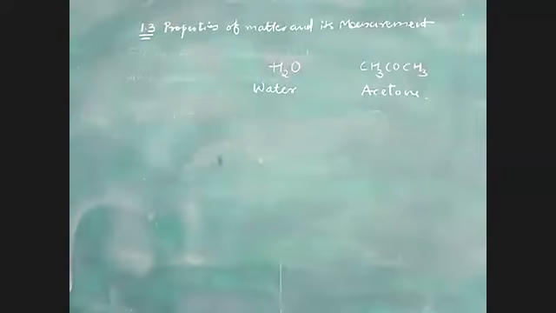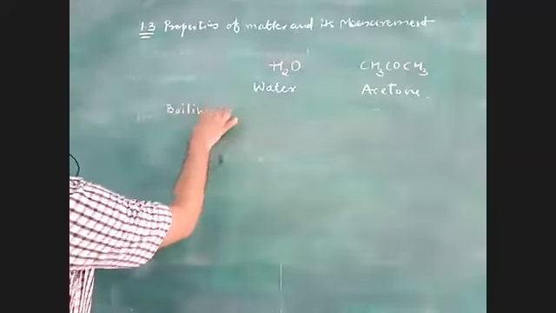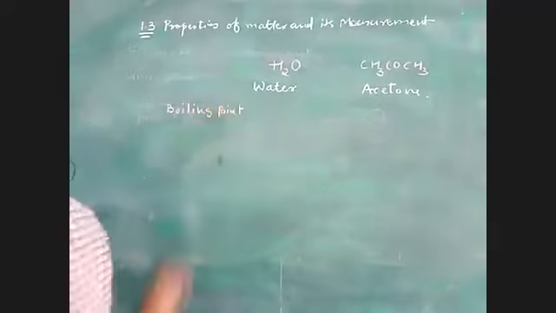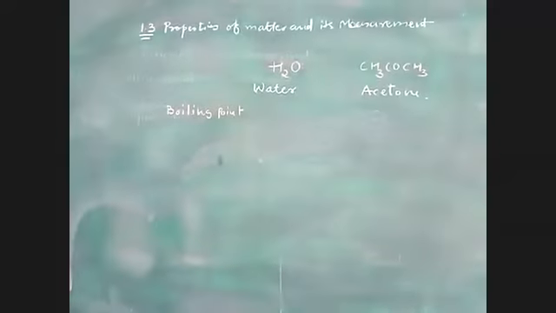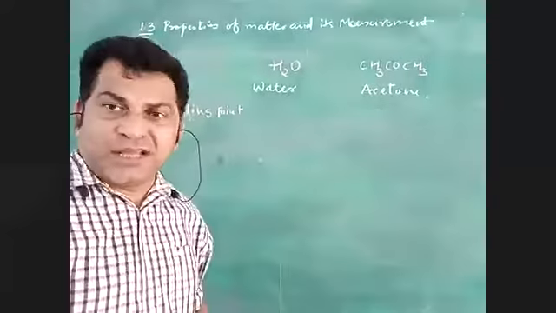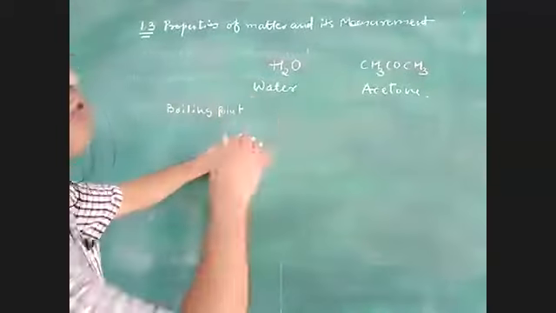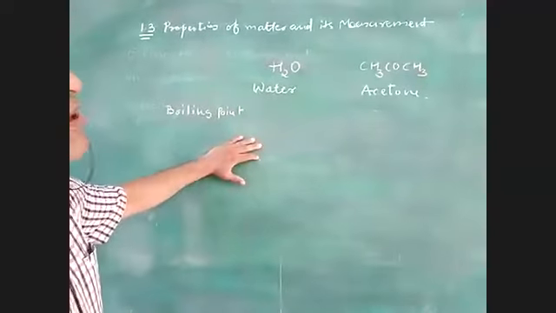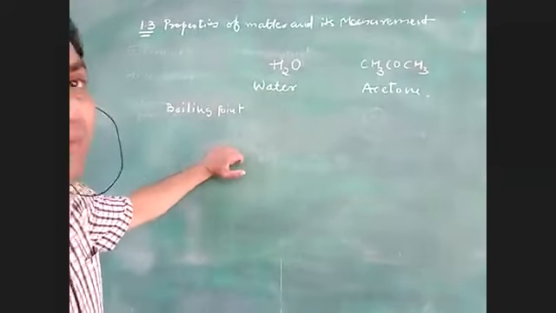I wrote these two. Now both have a boiling point, so I will write that both have a boiling point here. But until I write some value for this boiling point, you are not able to compare them. Some quantity is required, some measurement is required. Until I write some number here, you only know that water has a boiling point and acetone has a boiling point.